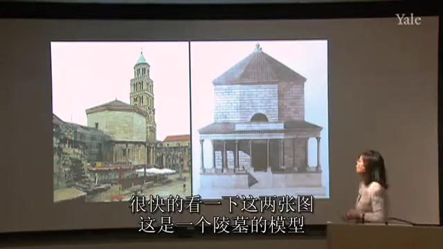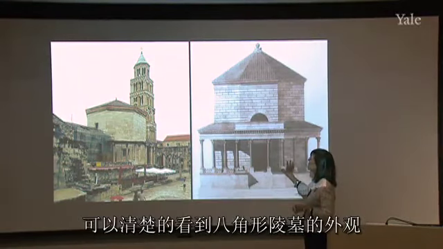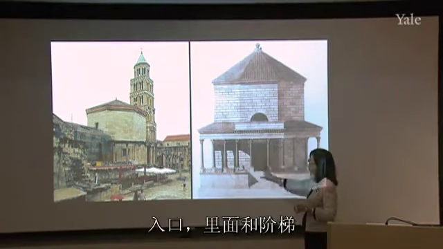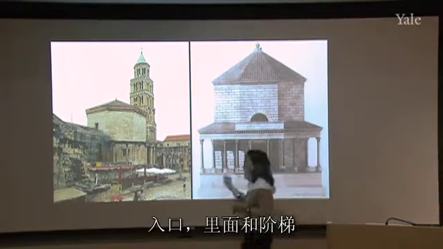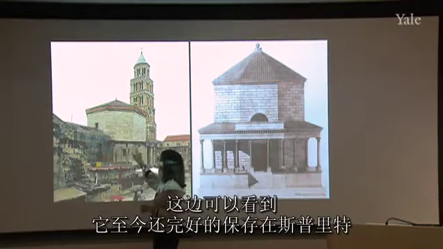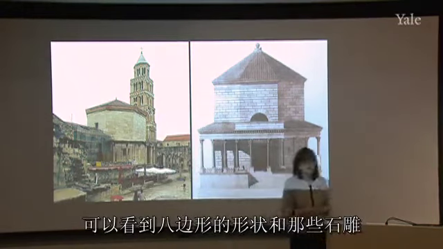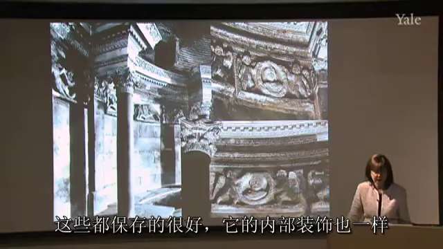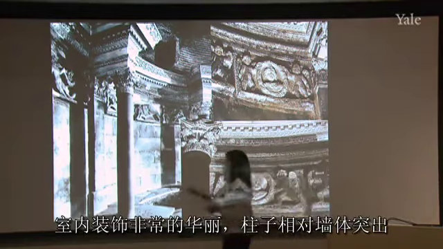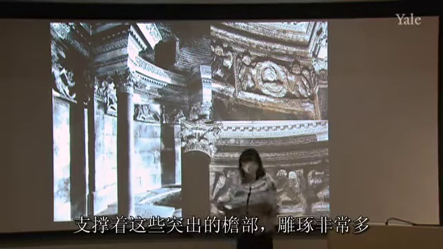And two quick views, one engraving of what the octagonal mausoleum would have looked like, with its, you can see it's faced with stone, with its entranceway, facade, and staircase. And here you can see it is very well preserved still today in Split, where you see the surrounding columns, you can see the octagonal shape and the stonework, all still very well preserved, as is the interior.